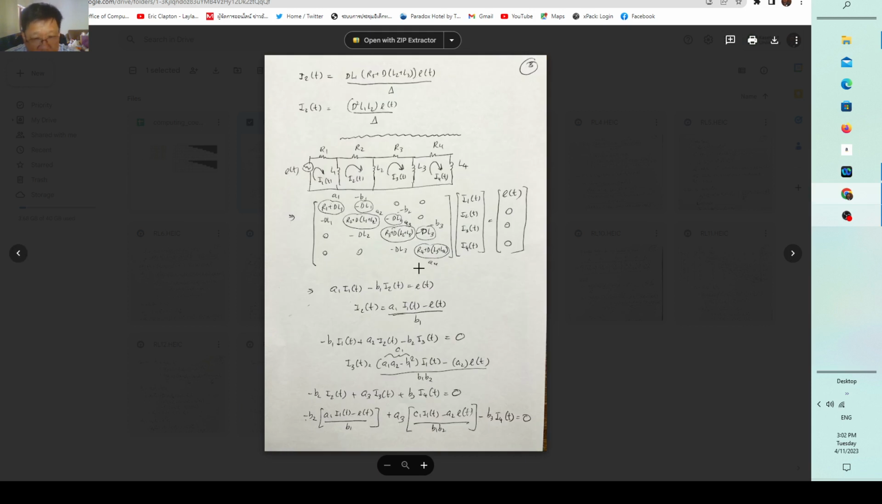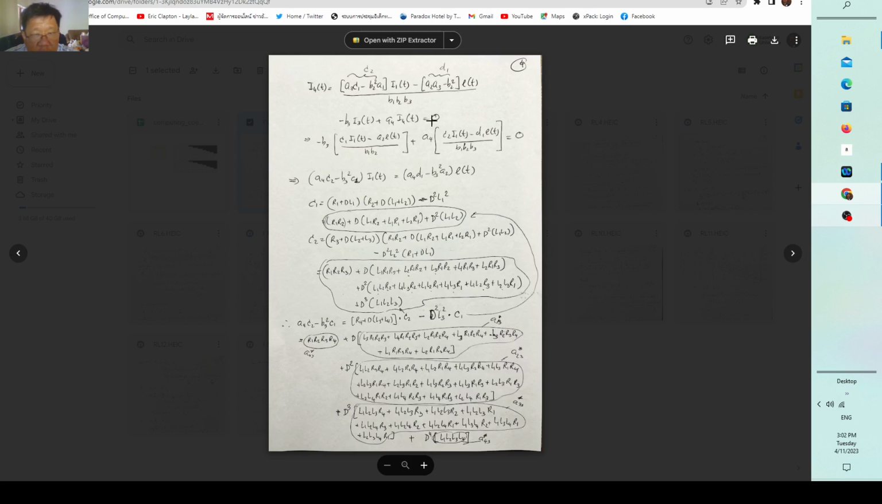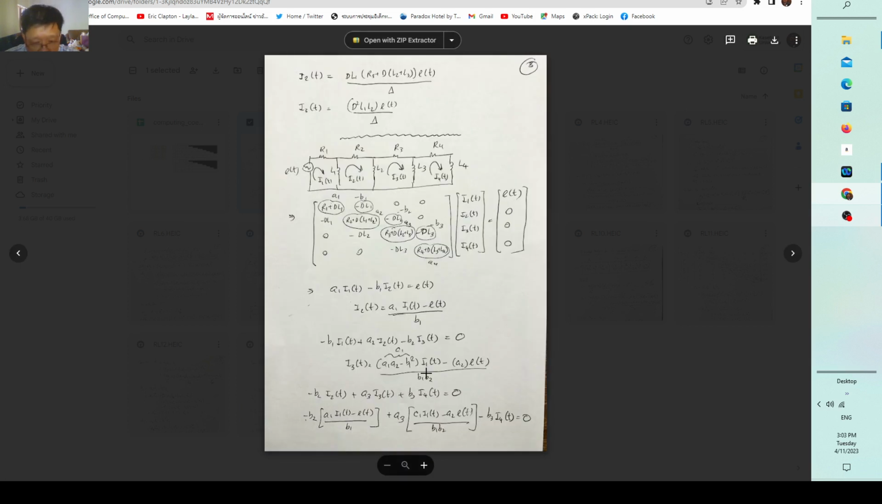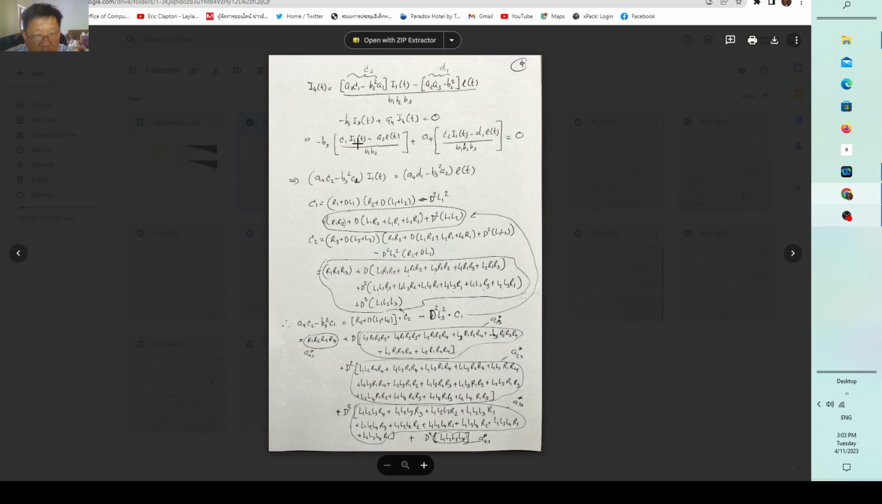That leads you to the final equation here. In the final equation you get minus b sub 3 minus D L sub 3 times I sub 3t, plus a sub 4, which is this term R sub 4 plus D times the summation of L sub 3 plus L sub 4. This term is multiplied by I sub 4t, and that's what you get here: minus b sub 3 I sub 3t plus a sub 4 I sub 4t equal to 0. Then you express I sub 3t in terms of I sub 1t, according to this formula, and you put it in here. And now you already have a formula for I sub 4t in terms of I sub 1t. You put this into this term.